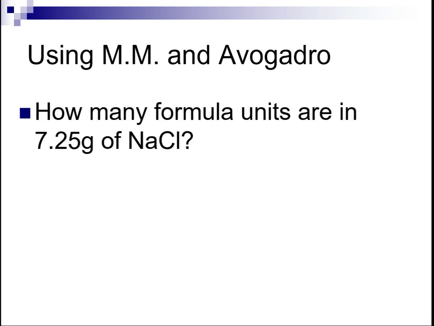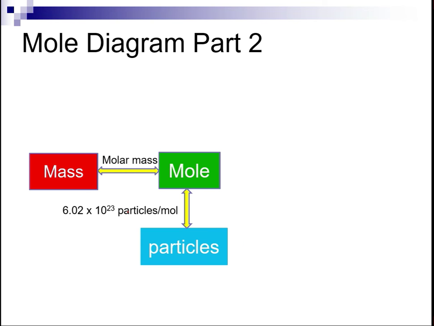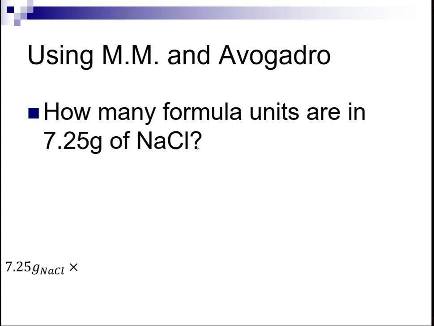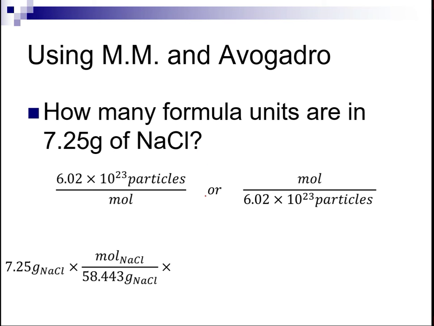Another way. How many formula units are in 7.25 grams of sodium chloride? So now I have mass, and I want to go to particles. I start here, and I want to get to particles. Well, there I'm just going backwards. I'm going to use molar mass first, and then I'm going to use Avogadro's number. There's my sodium chloride molar mass. And then I'm going to use Avogadro's number, again making sure everything cancels out nicely.